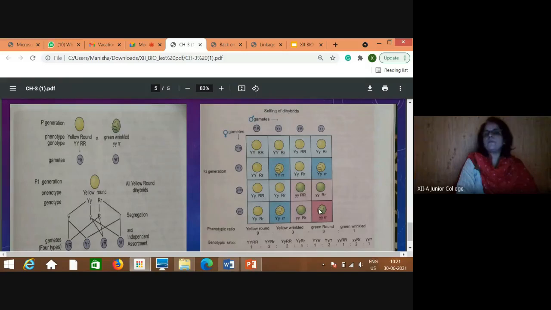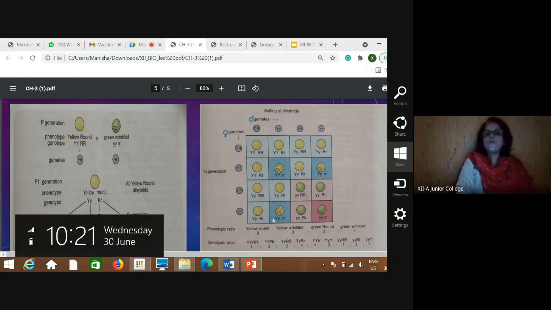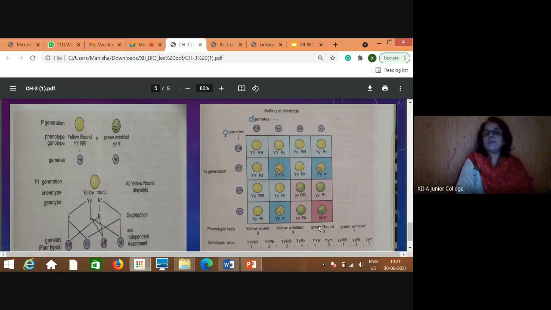And the last one, that is the original recessive parent, green and wrinkled, only one. So phenotypically, we see not only the two original parents, yellow round and green wrinkled, but two more phenotypic expressions in the F2 generation, that is yellow wrinkled and green round, which are assorted independently. These are totally different from their original parents. So that's why this is called the law of independent assortment.